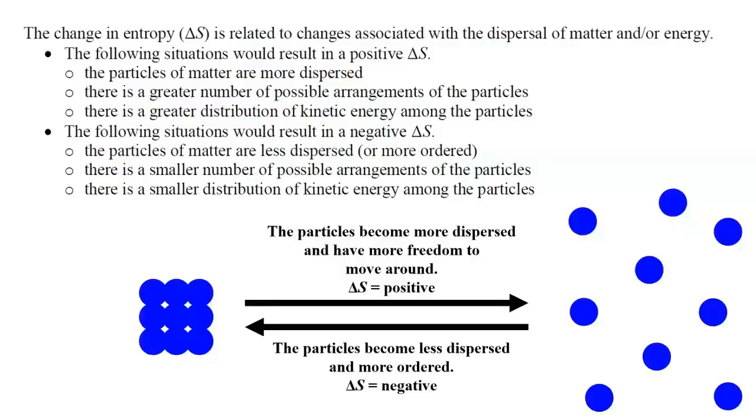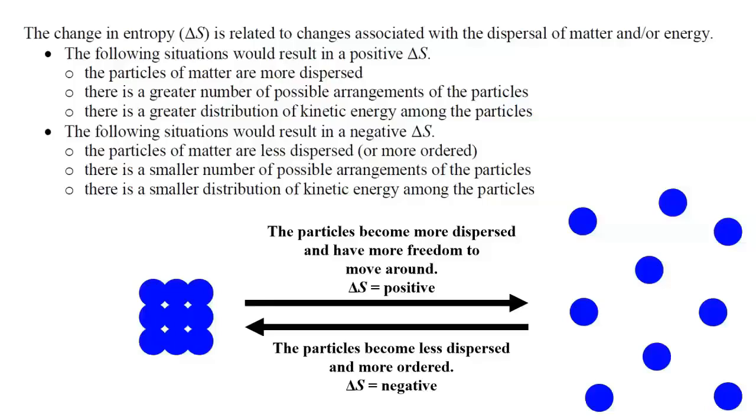But if we move in the opposite direction, from right to left, where a sample of matter is changing from a gas to a solid, the particles become less dispersed and more ordered, and the entropy of the system would be decreasing and the sign of delta S is negative. So this particle diagram gives you a visual representation of the dispersal of matter.